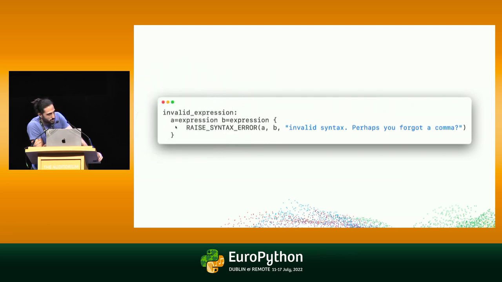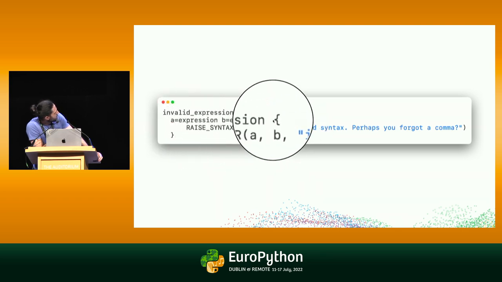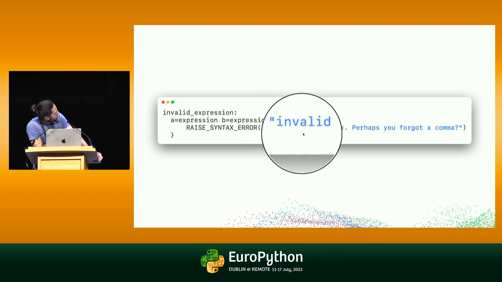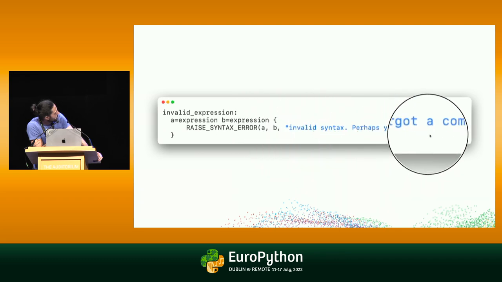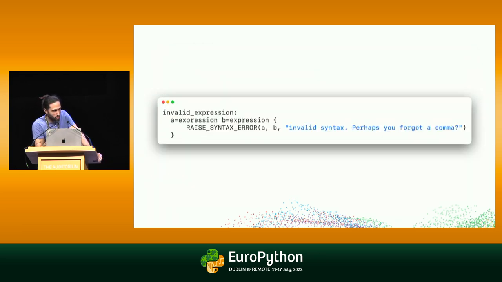And then if this rule parses, like the parser sees that this is happening, then we are going to raise a syntax error, and we are going to point to a and b, and say, oh, invalid syntax, perhaps you forgot a comma. So what we expect is precisely that, right? Okay, so you implement this rule, it makes all the sense in the world, and what happens?